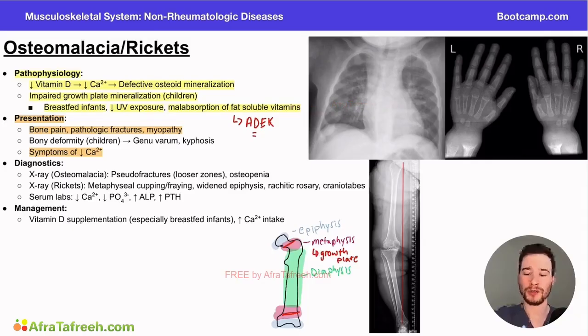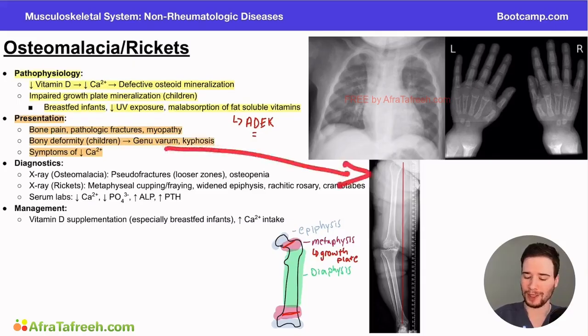Now, with children, you're still going to get these pretty classic presentations of bone pain, pathologic fractures, and myopathy, but there's a couple unique things that are specific to children. And the reason that these are specific to children is because they have to do with the growth plate itself. Remember, in adults, we wouldn't expect to see some of these findings because the growth plates have actually fully formed. But in children, you can actually see bony deformities such as genu varum and kyphosis. And so if you draw your attention over here to this x-ray image, you can see this genu varum.